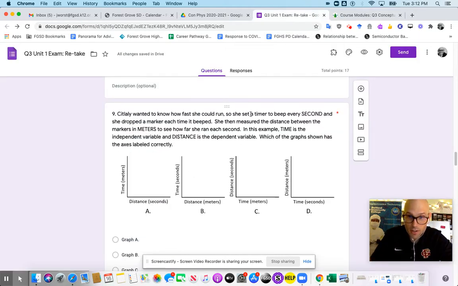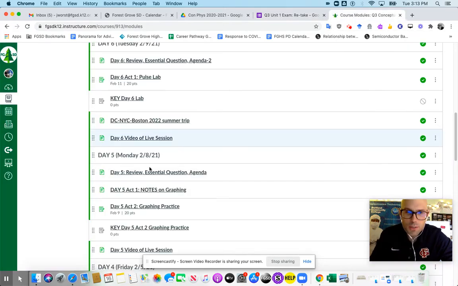So there's a scenario up here: distance in meters, time in seconds. What goes on the bottom? In contrast, what goes up the side? Time in seconds, distance in meters. Science, figure it out. So you could use the notes.